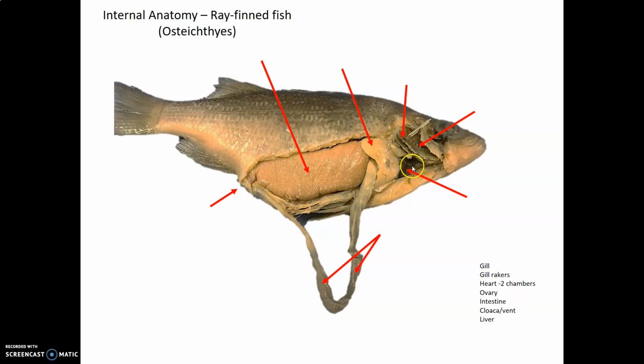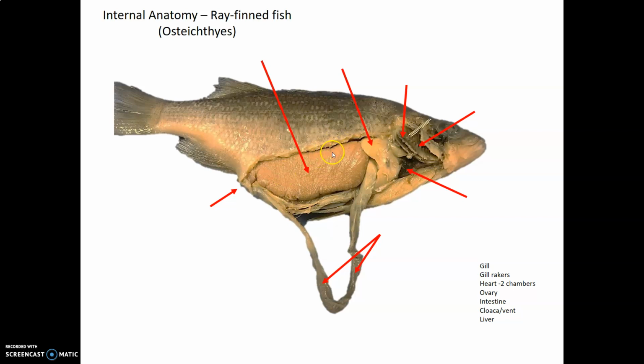We can see immediately ventral to the gills is the two-chambered heart, the atrium, and the more muscular ventricle. We can see the large liver, which is the organ that filters the blood after it's been passed through the intestines and absorbed all the nutrients. The liver has a whole bunch of different homeostatic functions. We can see the intestines looping around here and terminating in the cloaca or the vent opening.